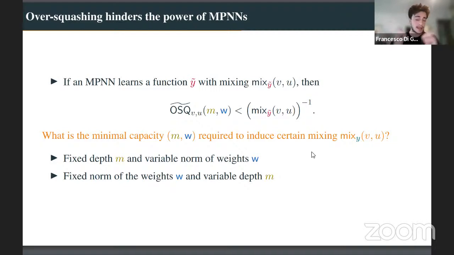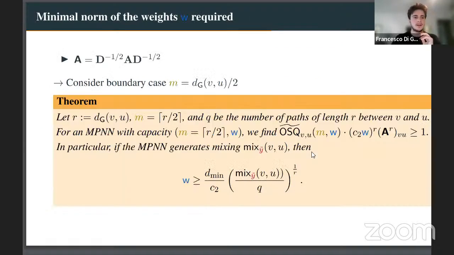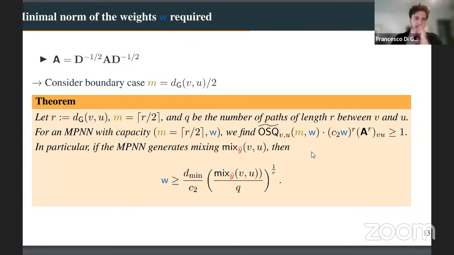In order to do that, we identify two cases. First, we fix the depth and we look at the norm of the weights. In the second case, we take the norm of the weights to be nice and bounded, and we look at the number of layers as a variable that can change. Okay. So the first theorem is the following.